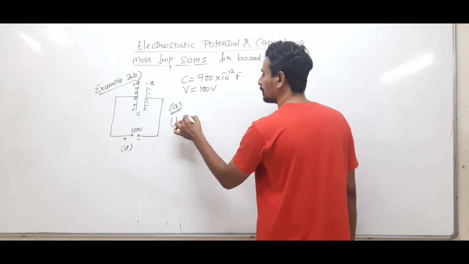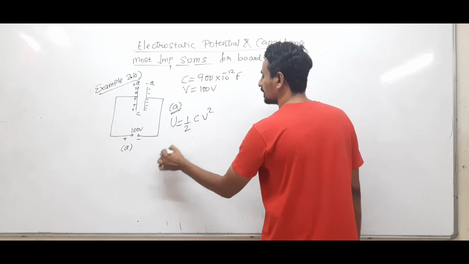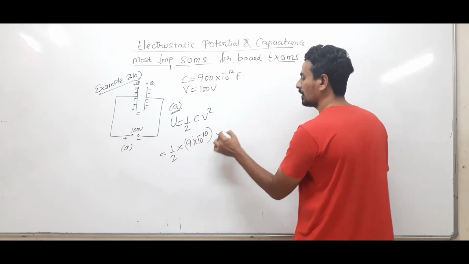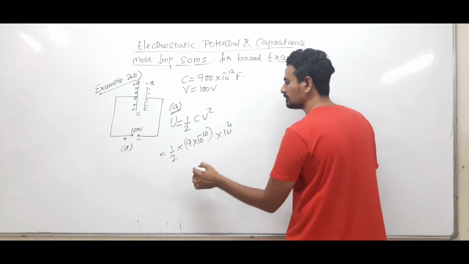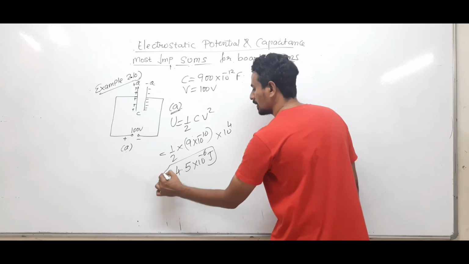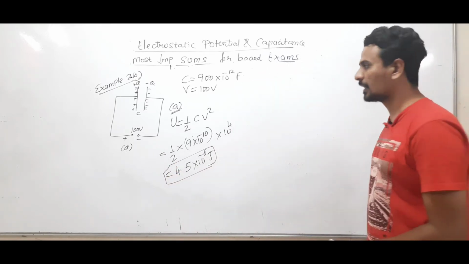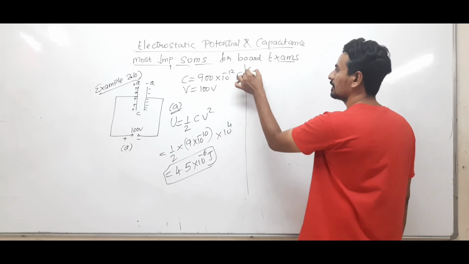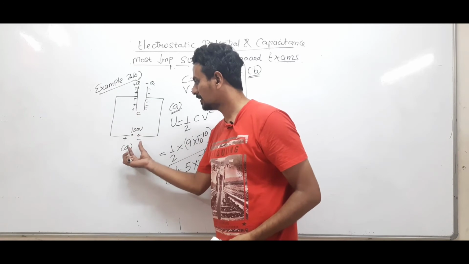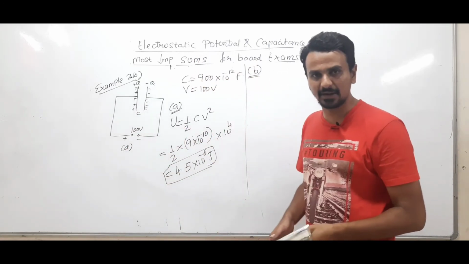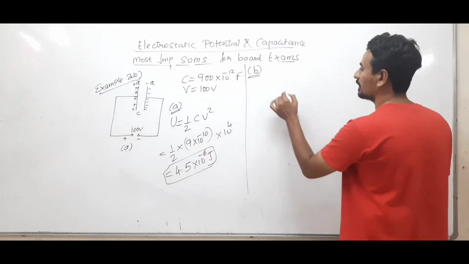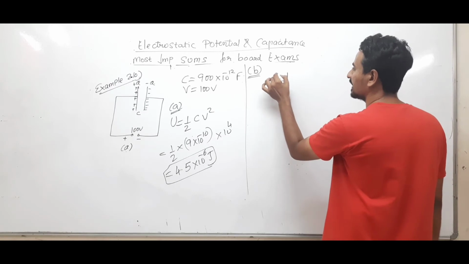So we know that energy stored in a capacitor is half CV square. So this will be half, 9 into 10 raised to minus 10, into 10 raised to 4. So this will be 4.5 into 10 raised to minus 6 joule. Clear? Now, in the B part, they are saying that you are disconnecting the capacitor from the battery. That means you are removing the battery and connecting another identical uncharged capacitor. Now this is already charged.